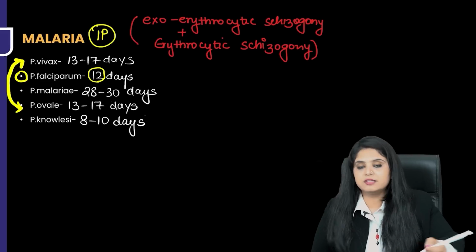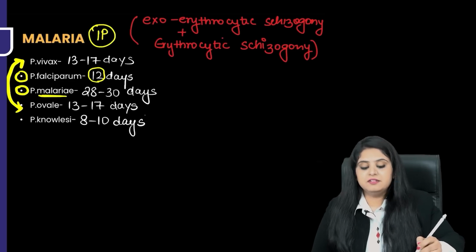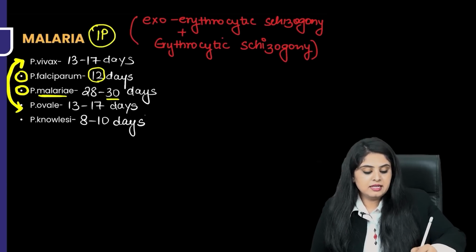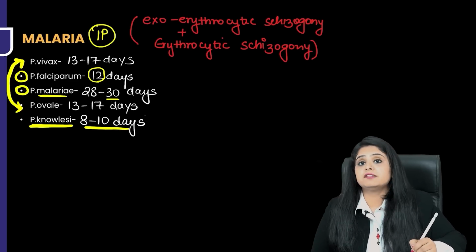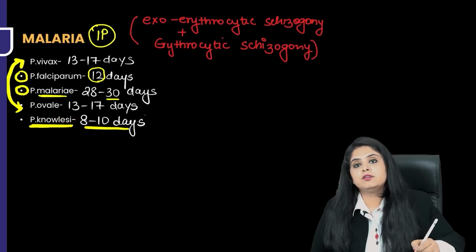So it's a little shorter than vivax and ovale. Then we have malariae. Malariae is going to be a very lazy one. Lazy one means it's going to take 1 month. So remember, malariae takes a month. And knowlesi, to knows it all. Knows it all means it's going to be even faster. Knowlesi knows it all. So it's going to have a very short incubation period of 8 to 10 days.